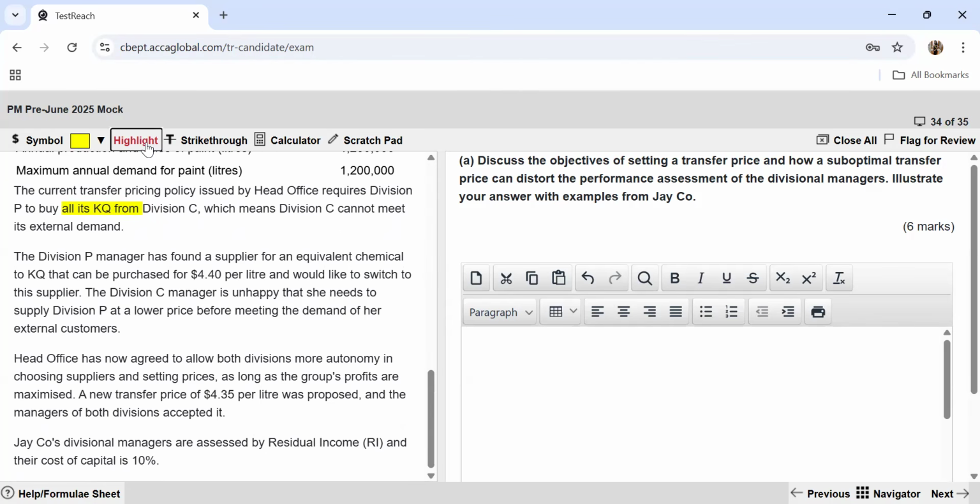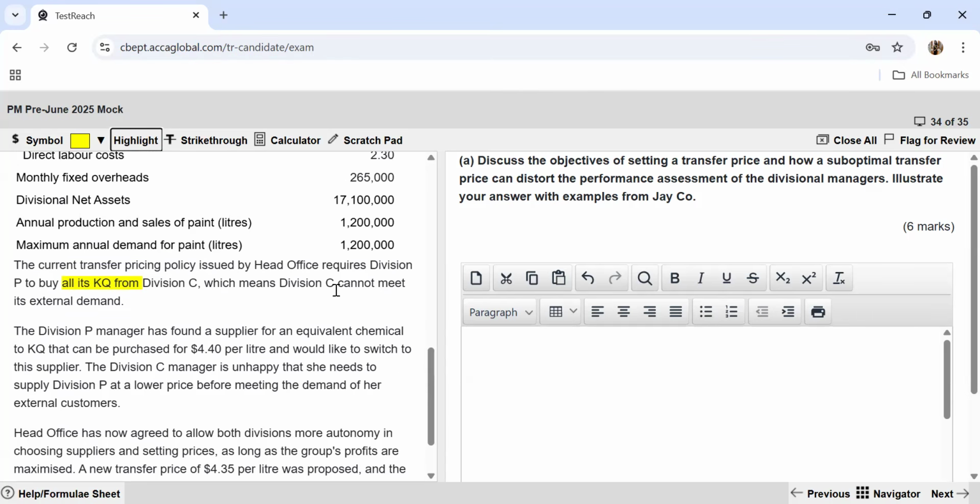We are not allowed to go outside of the business to buy KQ, which means Division C cannot meet its external demand. So that means not only is Division P restricted to buy all of the raw material from Division C, at the same time, because we are buying from Division C, they are not even able to satisfy the total of the external demand that is possible.